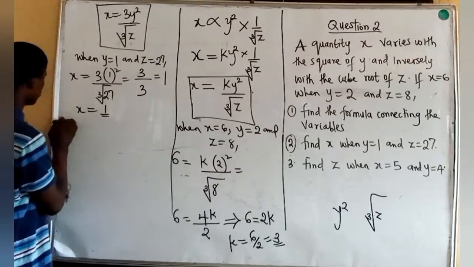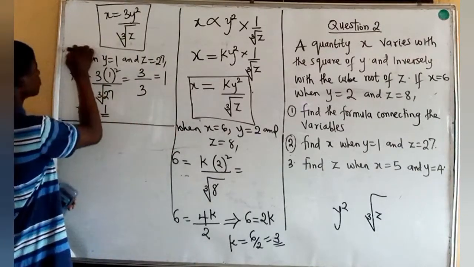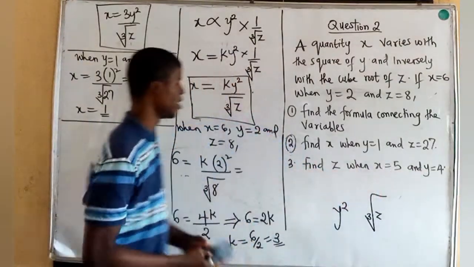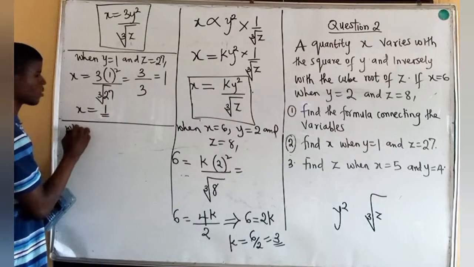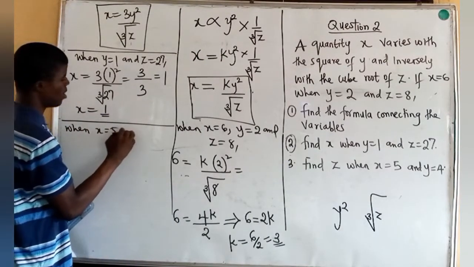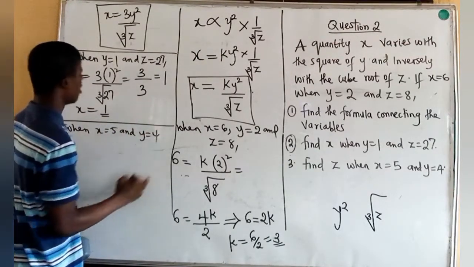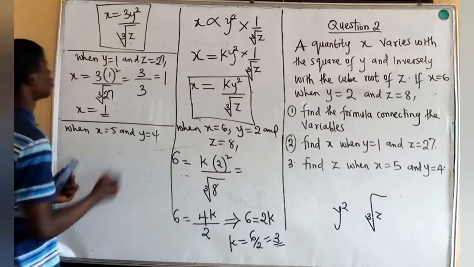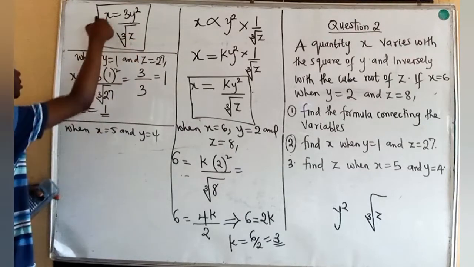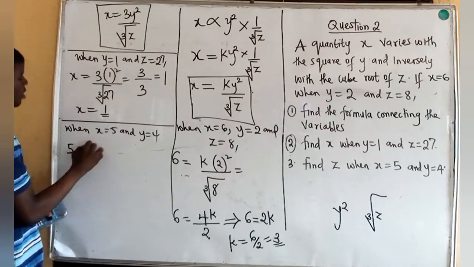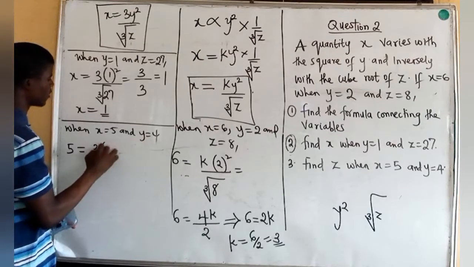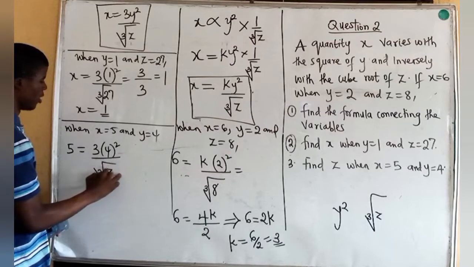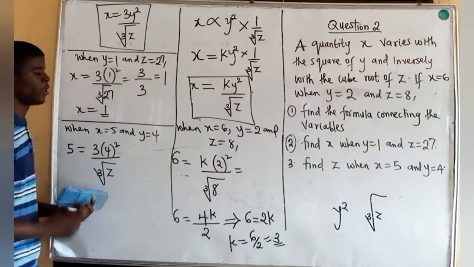So the second question says, when x is 5 and y equals 4, let's find z. So when x equals 5 and y equals 4, let's see what the value of z will be. So let's substitute for these values now into this equation. So x is 5, so this is 5 is equal to 3. What's y now? 4. That's 4 squared all over the cube root of what? Z.